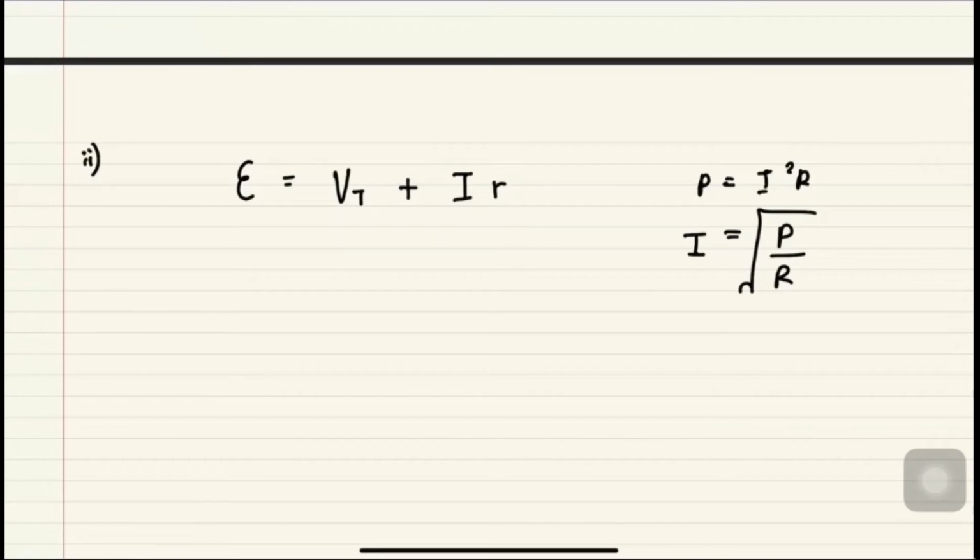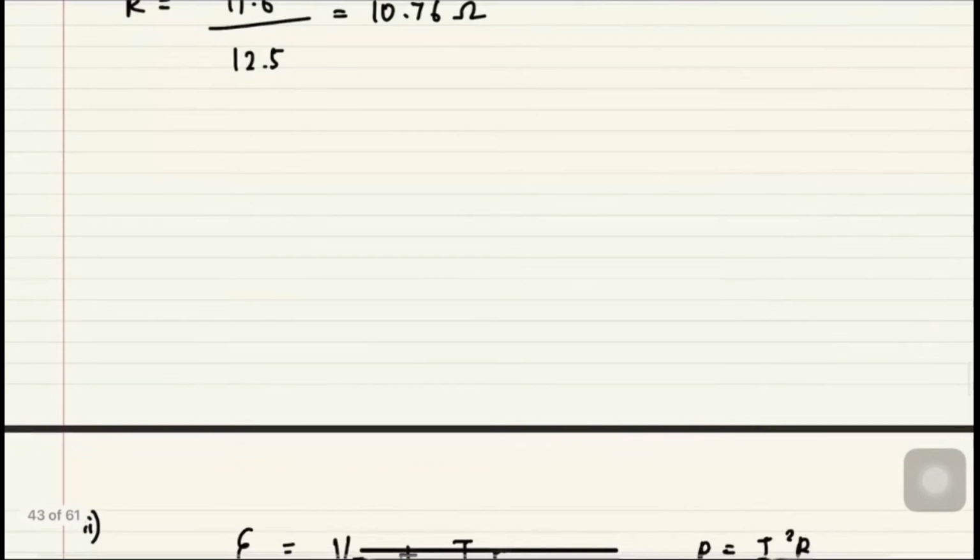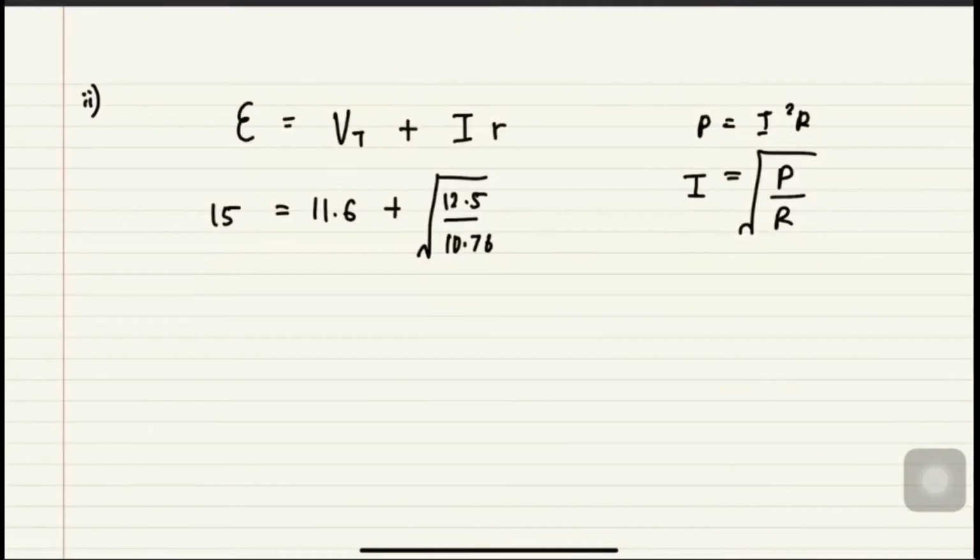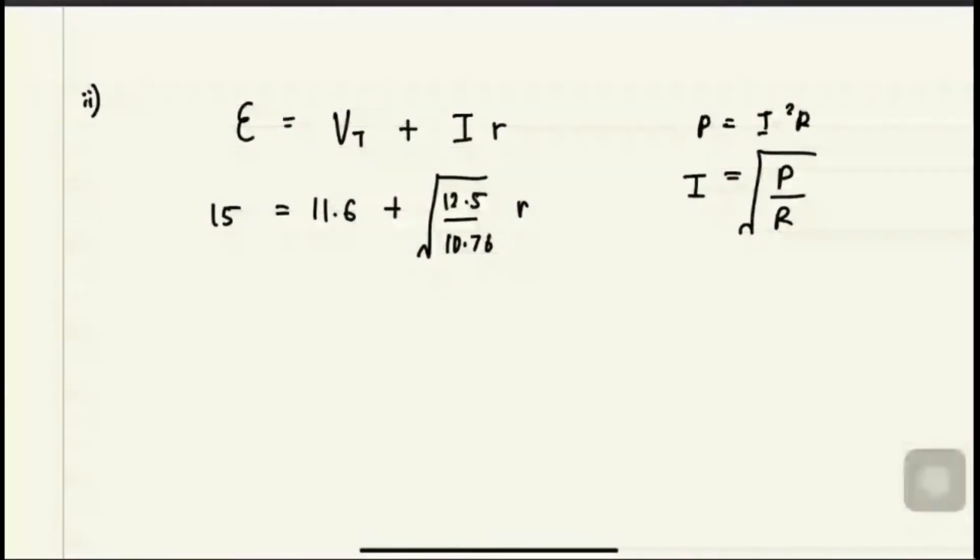Okay, seems right. So this one will be 15 equals terminal voltage plus I, which is the square root of P over R. P is 12.5. R we already calculated, capital R 10.76. Then small r. So they want to find the small r too. So 15 minus 11.6. Okay. I got here 3.15. Boom.